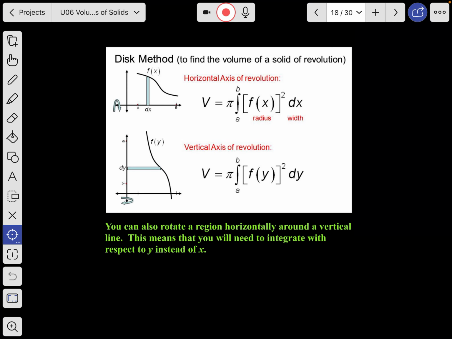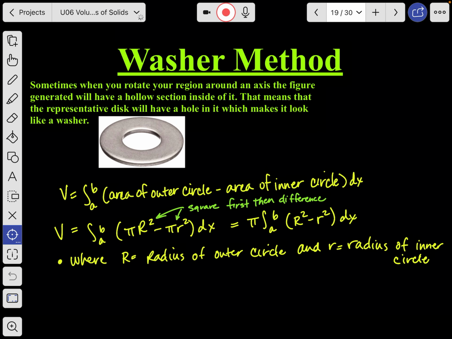All right, so this method to find the volume of a solid of revolution was in the previous examples. We've had vertical discs, representative discs, so they were in terms of dx, but they can also be horizontal. You can have a representative horizontal disc, and they would be in terms of dy.